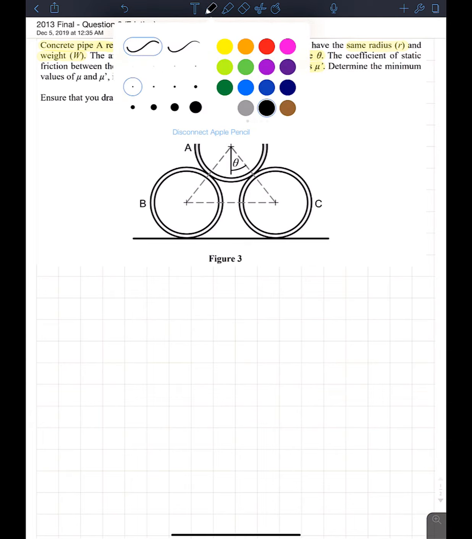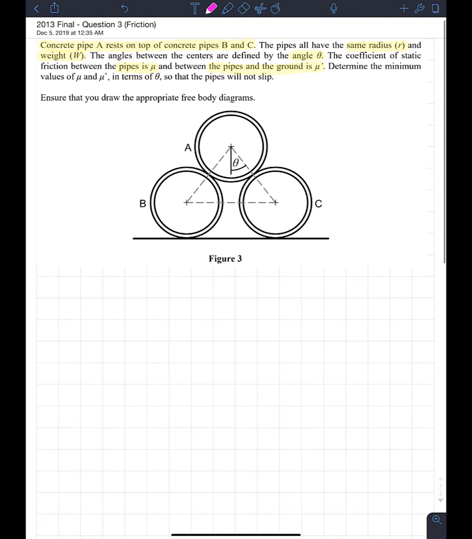So we're just going to kind of show this right here. At this point of contact right here, this is of course going to be U. At this point of contact over here, we're going to have U as well. But then below the pipes, between the pipes and the ground, these ones are going to be U prime. All right, continuing on.